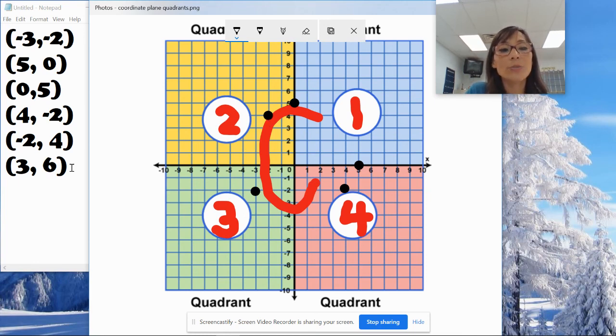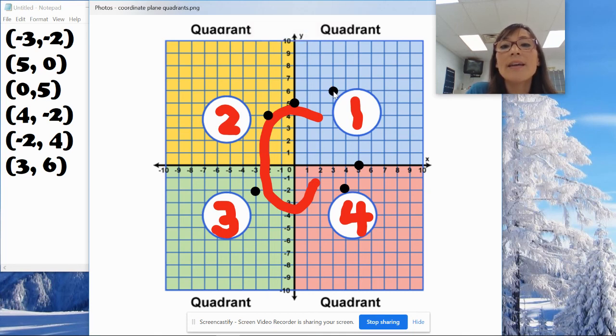And then the last one is 3, 6. So that's a positive 3. I'm going to go right 3 and up 6 places, and my point ends up being right there, and I am in quadrant 1. Hopefully, this has helped you figure out how to graph your points and determine which quadrant or axis it's in.